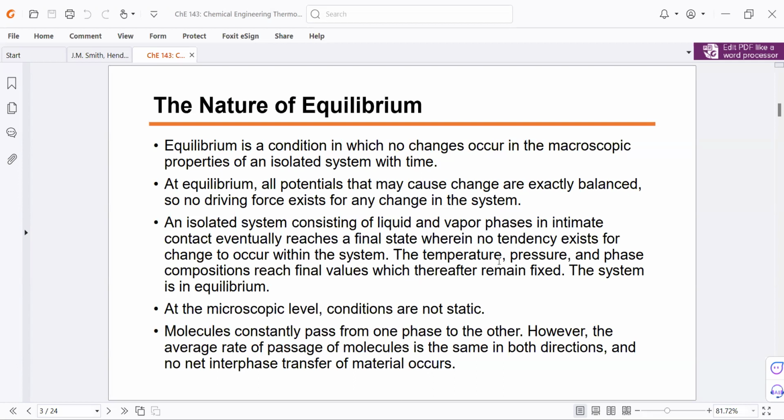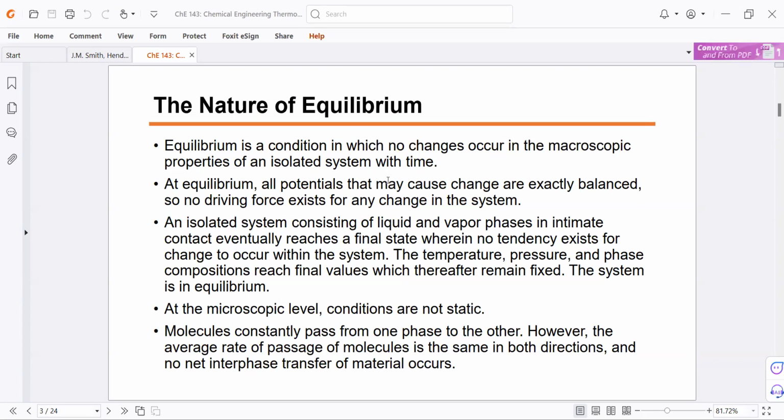I hope you understand that. If we get the net interface transfer, it's zero. There's no net interface transfer. So at the macroscopic level, there's no observable change. But if we zoom in to the microscopic level, of course, it's not static. They are interchanging, but there's no net interface transfer of the material.